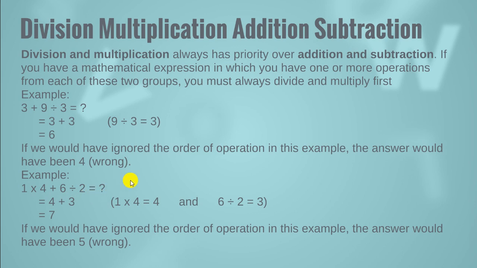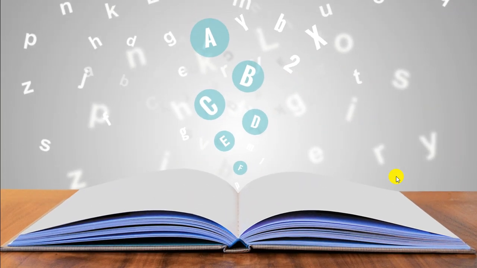Now in the other example, we have 1 multiplied by 4 plus 6 divided by 2 is equal to what? Here you can see that from left to right, we can first solve 1 multiplied by 4, we will get a 4, and then, ignoring this plus, we will go to this expression 6 divided by 2. So 6 divided by 2 will give us 3. Now 1 multiplied by 4, 4. 6 divided by 2, 3. Now we will add both these terms up and we get a 7. So if we would have ignored the order of operation in this example, the answer would have been 5. That is totally wrong. We are done with the explanation.